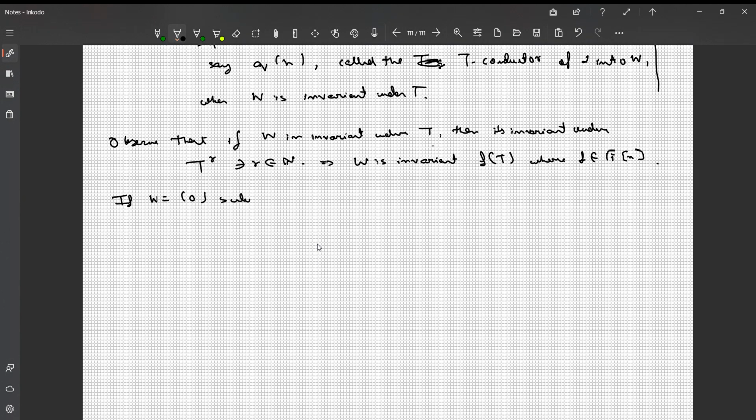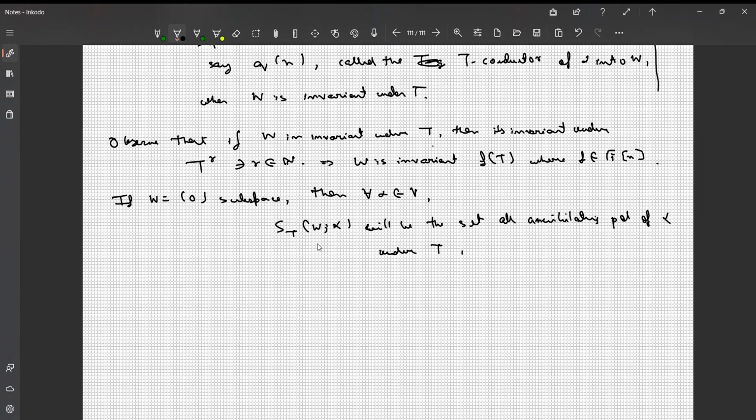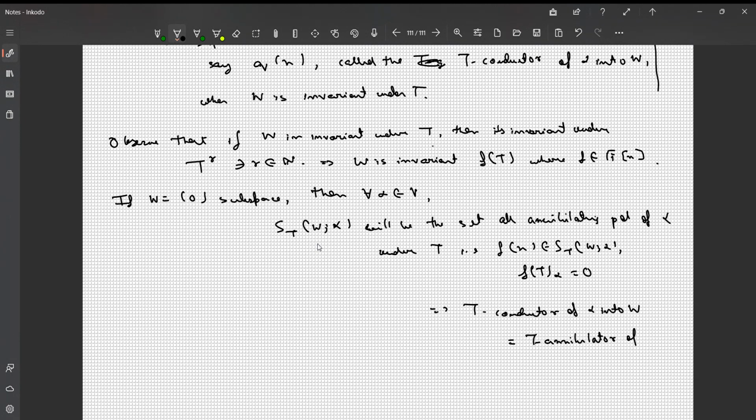Now if W is the zero subspace, then for all vectors alpha in V, S_T(alpha; W) will be the set of all annihilating polynomials of alpha under T, right? That is, if f(x) is in S_T(alpha; W), then f(T)alpha must be 0, right? Therefore, the T conductor of alpha into W equals the T annihilator of alpha under T, right?